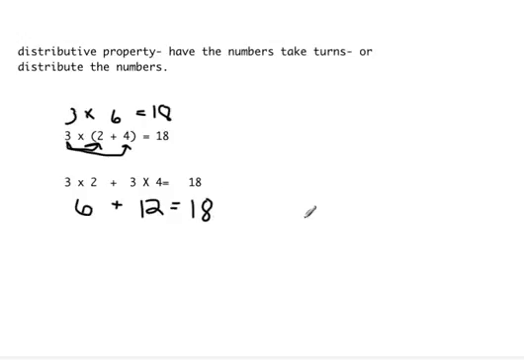Those are the properties for algebra: distributive, commutative, and associative.